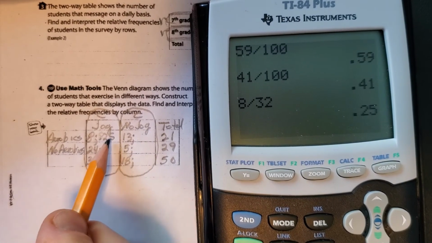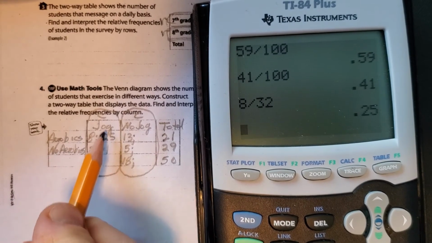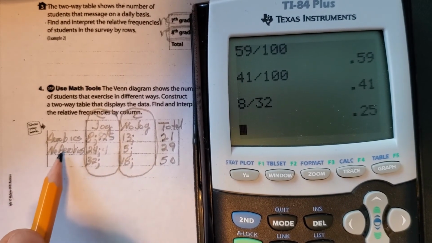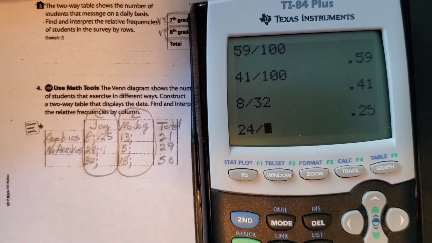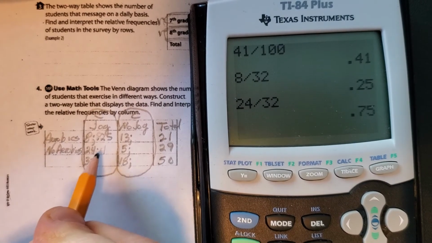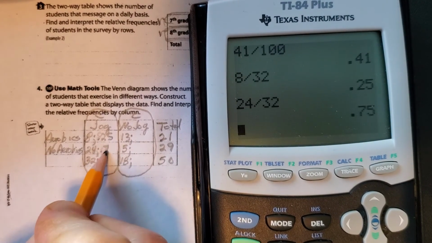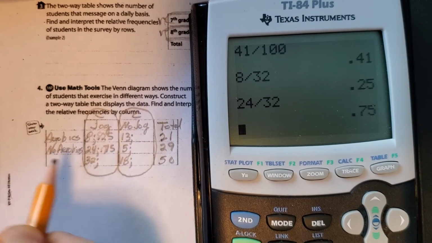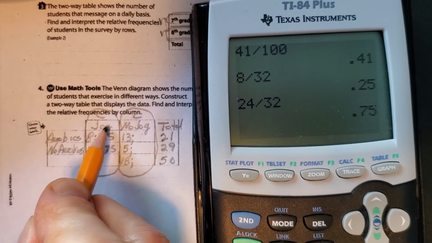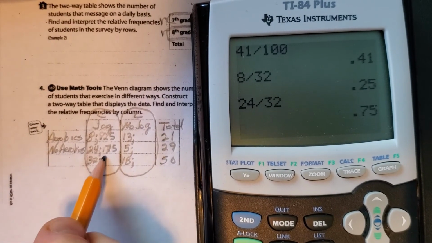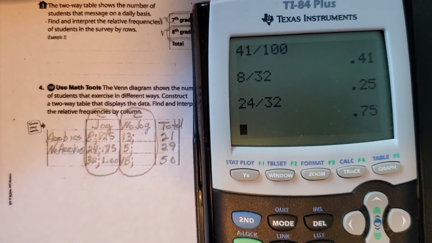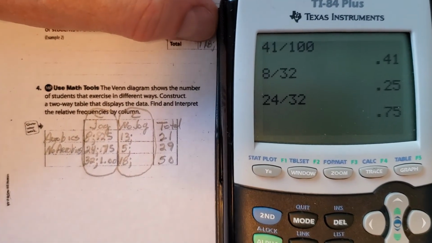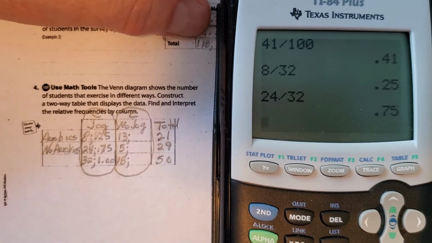So 25% of the time aerobics people jog. Okay? No aerobics and jogging, that would be 24 out of 32. 24 divided by 32 gives you 0.75. So 75% of the time people who don't do aerobics jog. That makes sense. And 1.00 because 0.25 and 0.75 add up to 100%. Slide this over and make this a little cleaner.